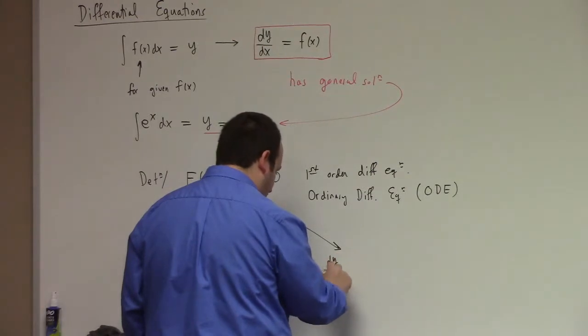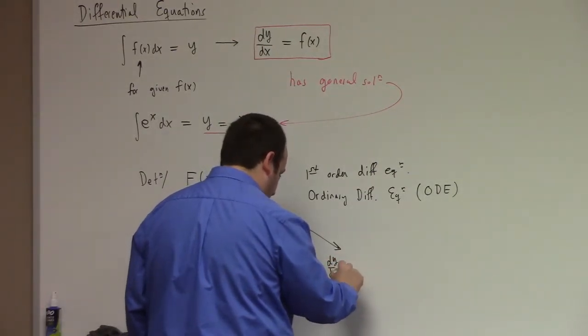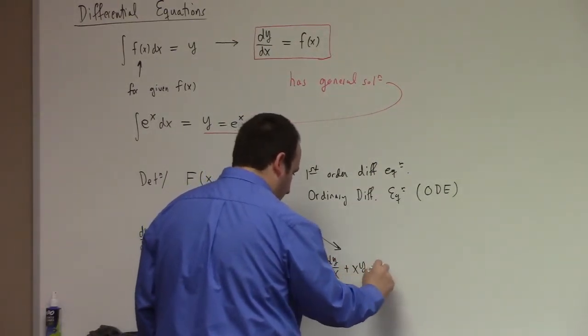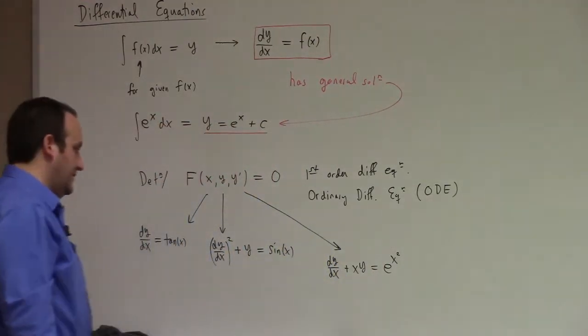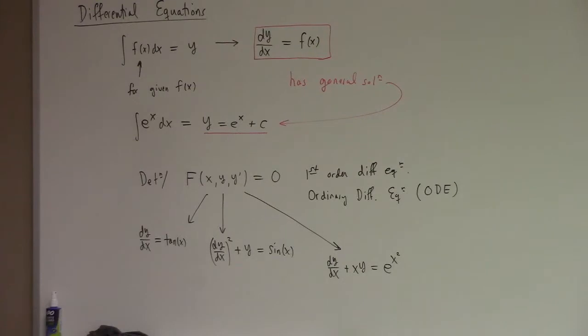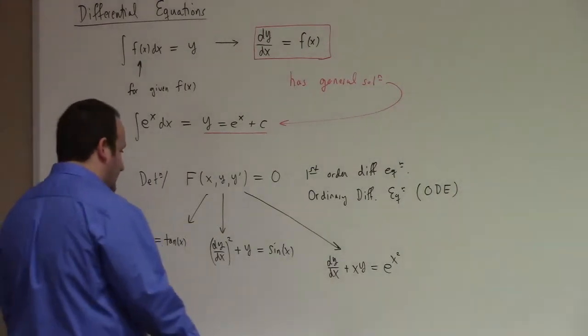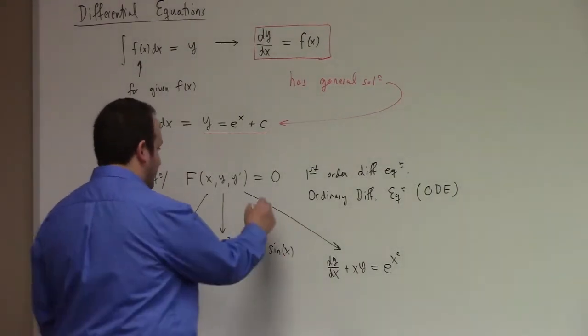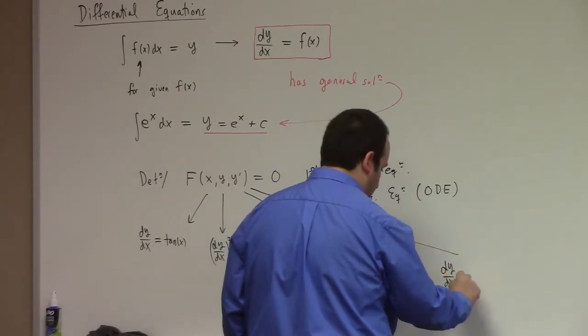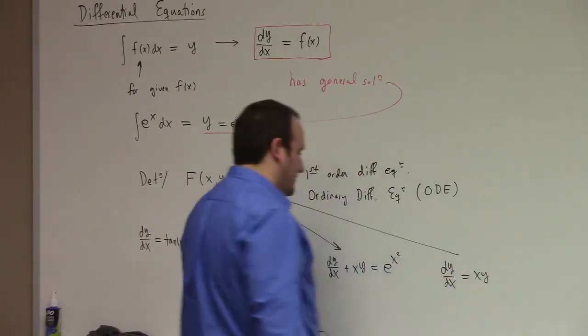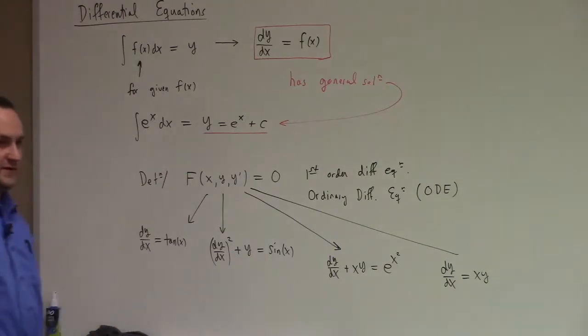So dy dx plus xy is equal to e to the x squared. There is another first order differential equation. All right. We can solve, okay, here's another. Dy dx is equal to x times y. Again, a first order differential equation.